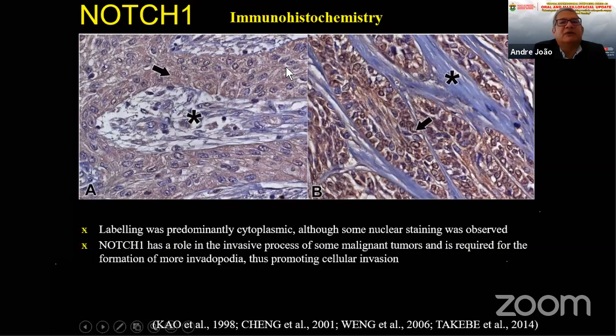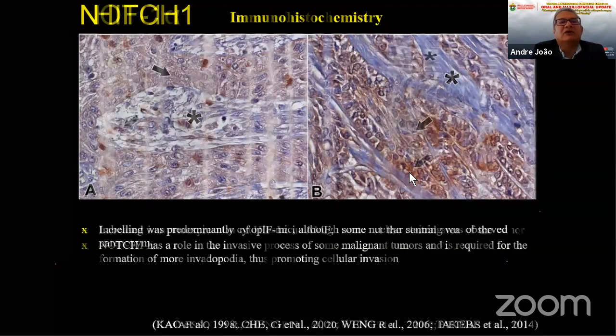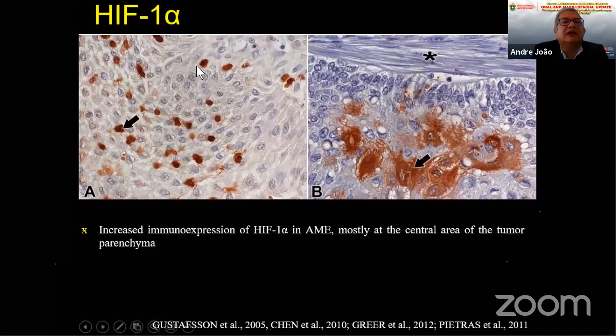Look, there is higher expression of NOTCH1 in the parenchyma of the tumor than in the stroma of the tumor. You can see this again here. Look at the expression of hyphen alpha, sometimes in the nucleus of the cells of the ameloblastoma parenchyma, and sometimes in both nucleus and cytoplasm.